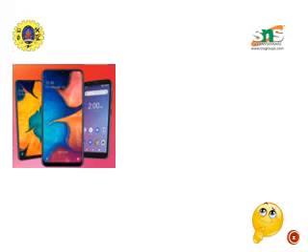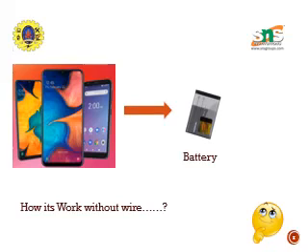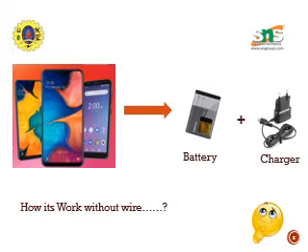What is this? A smartphone, mobile phone. How does it work without any connecting wires? More than 90% of electronic devices work with connecting wires. But how do mobile phones and laptops work without any wires? With the help of a battery only. So how is it charged? The battery charger is used to charge the battery.